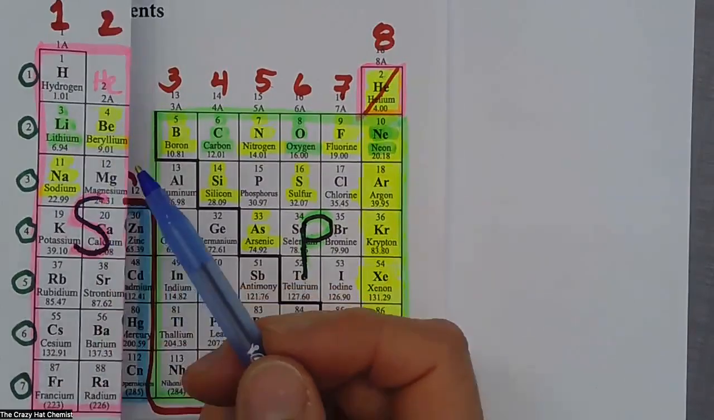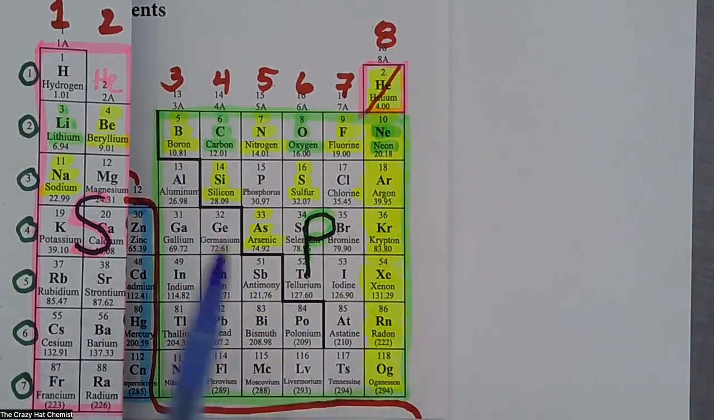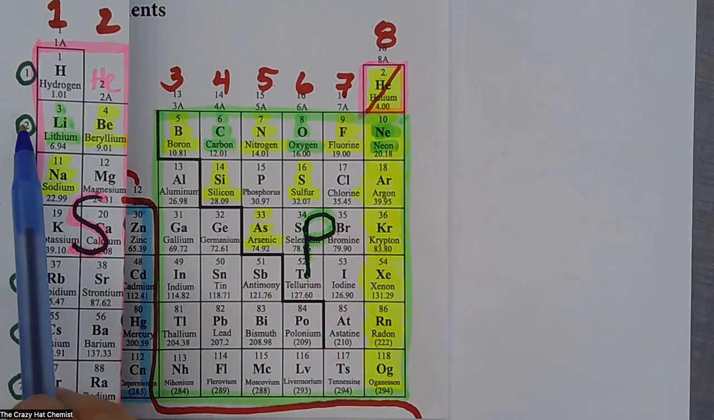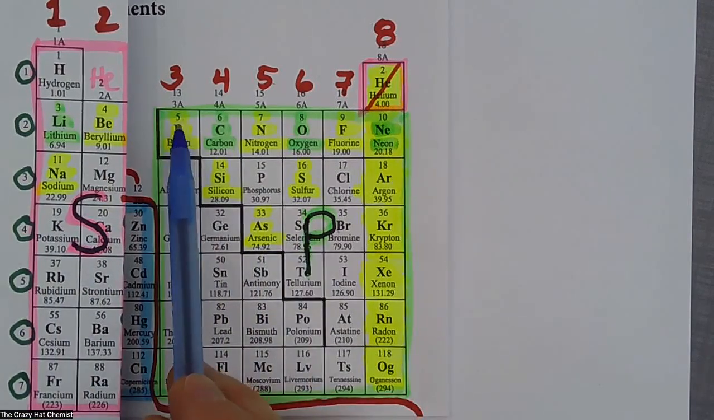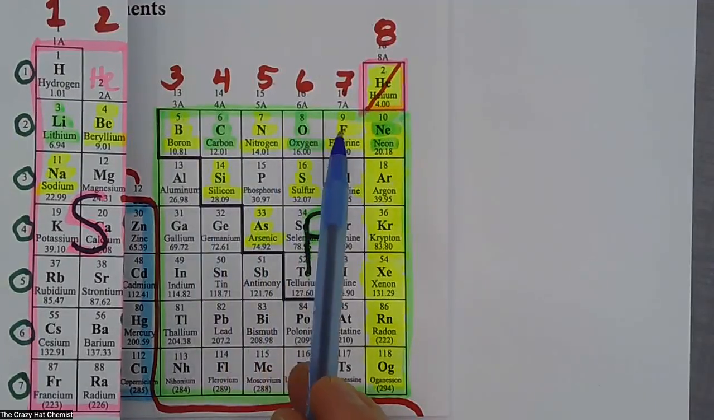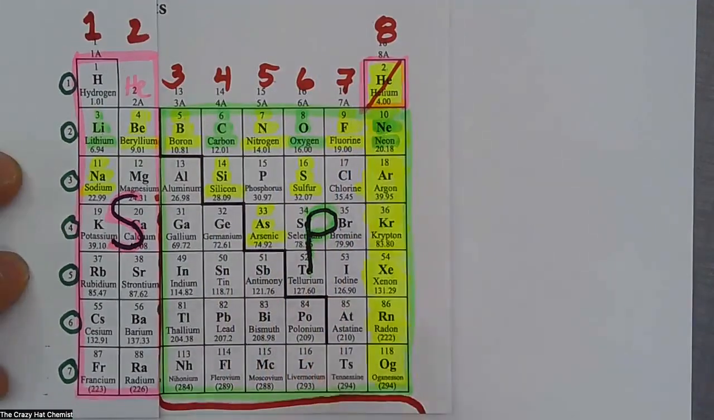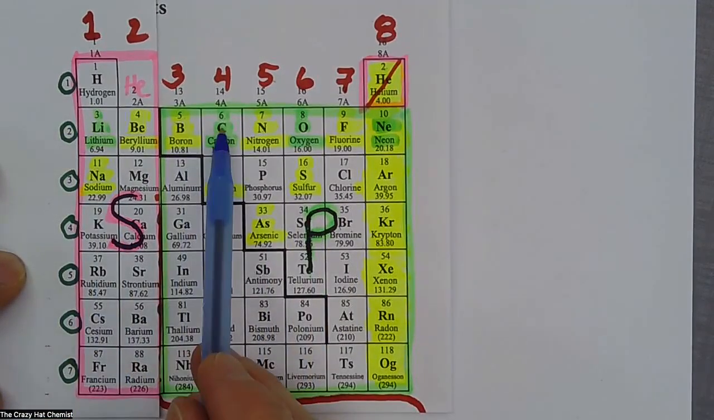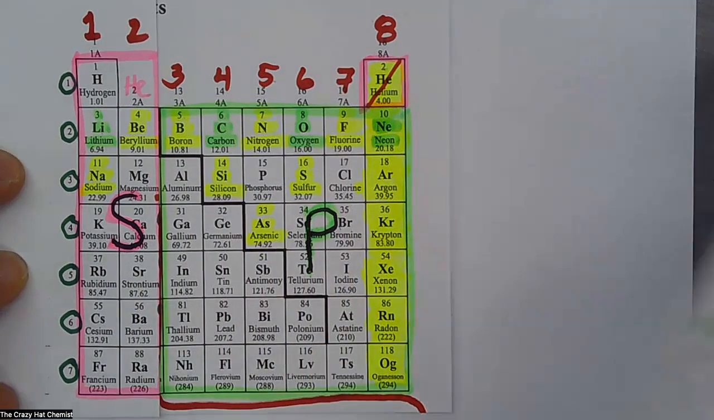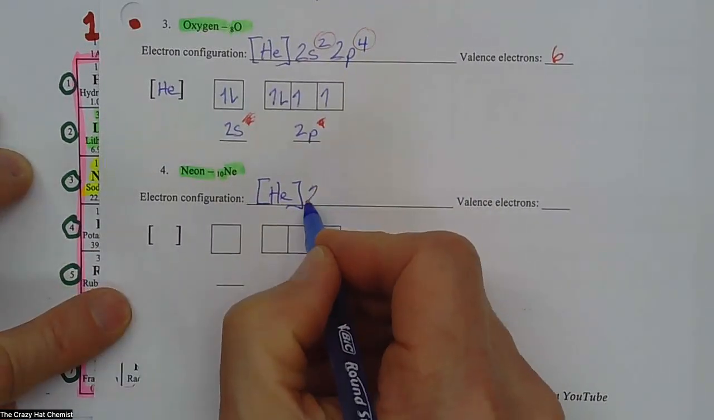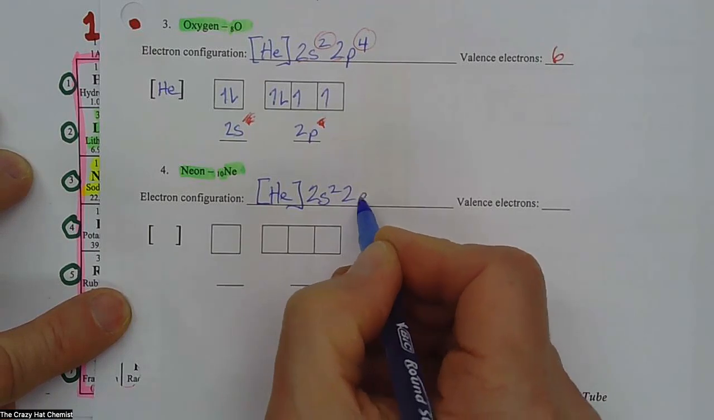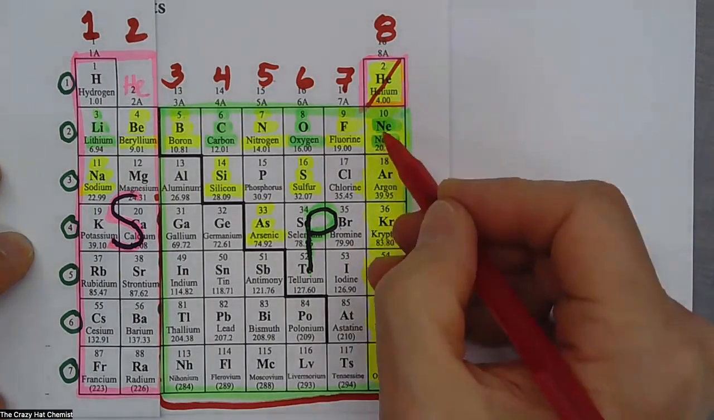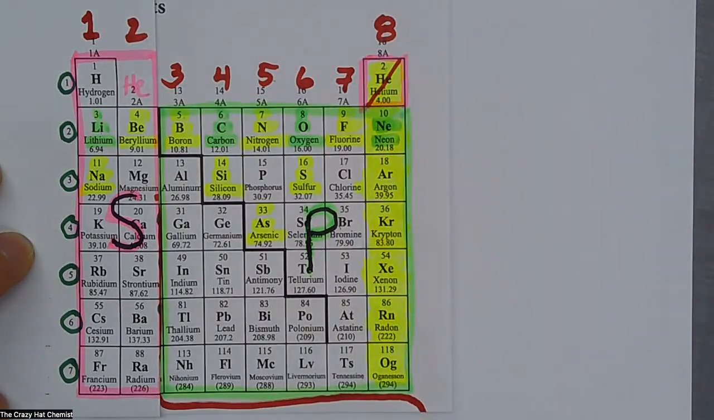If I break my periodic table there, we can see that we're going to do 2s2. We're going to write that down. Then we're going to do 2p, 1, 2, 3, 4, 5, and finally 6. So it's 2s2, 2p6. Perfect. Now, how many valence electrons are there in neon? Look at the top. That's an 8.